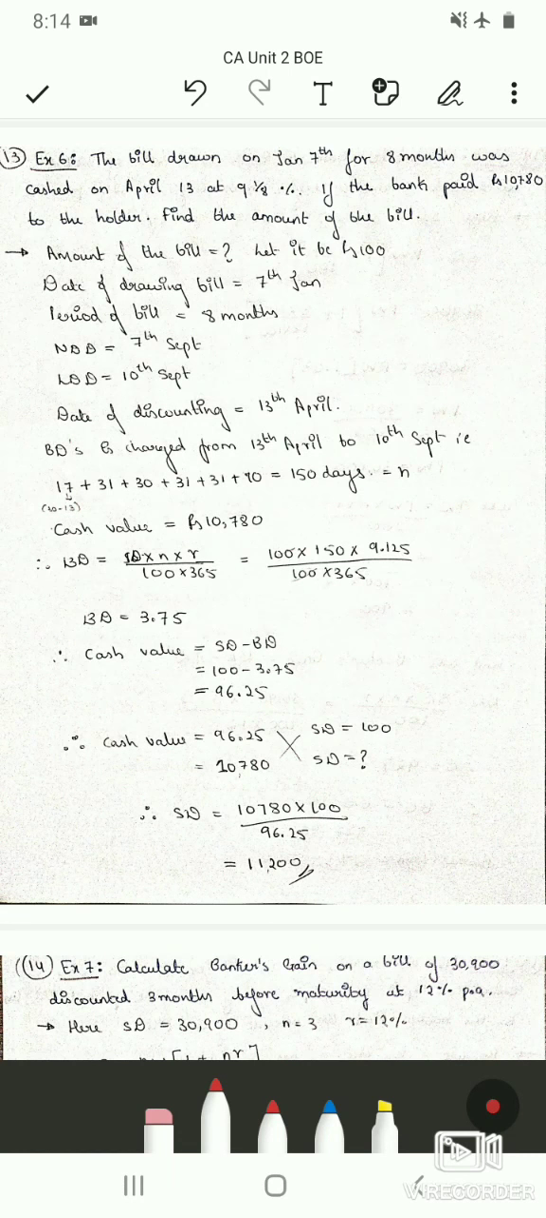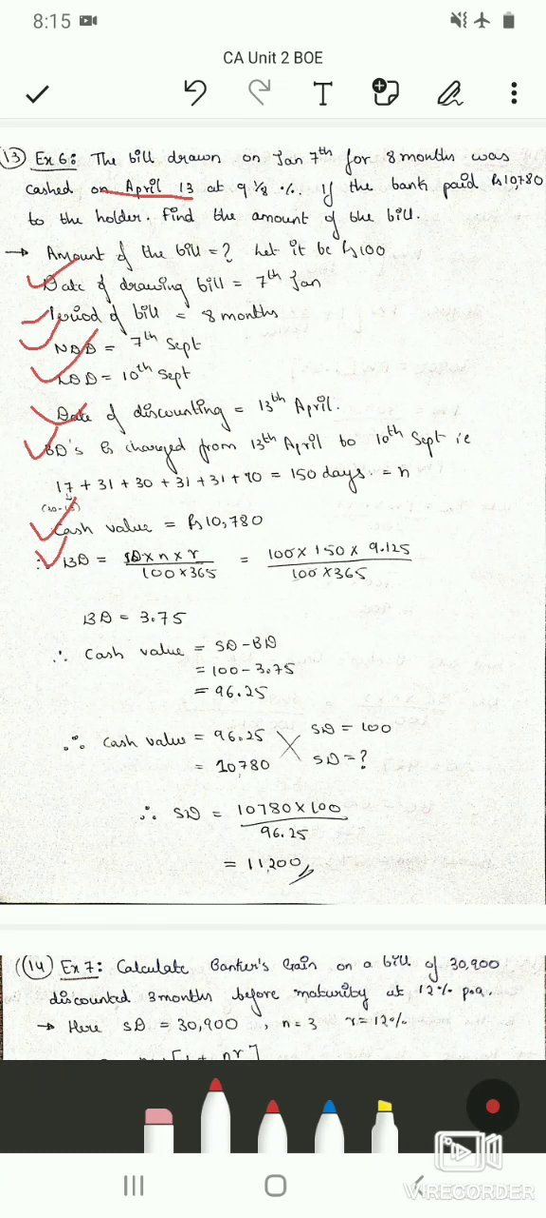They have given date on which the bill was drawn, which is 7th Jan. Period is 8 months. Nominal due date will be 7 September. Legal due date will be 10 September. Date of discounting is given April 13th. So banker's discount is charged from 13th April till 10 September, that is for 150 days. So that is your N. So cash value is given. Whatever the bank pays to the holder is nothing but the cash value, which is 10,780.